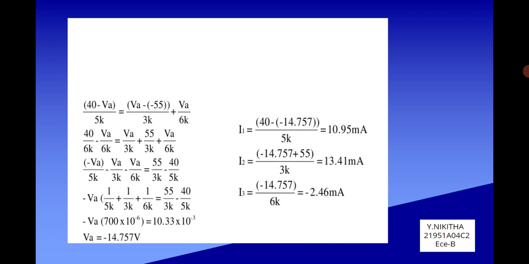VA is equal to minus 14.757 volts. I1 is equal to 10.95 milliamps. I2 is equal to 13.41 milliamps. I3 is equal to minus 2.46 milliamps.